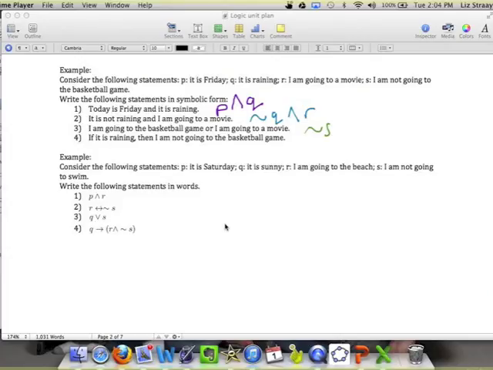I'm going to the basketball game, or... so how do I do or? The downward pointing V, the valley. Or I am going to a movie. Movie is R.